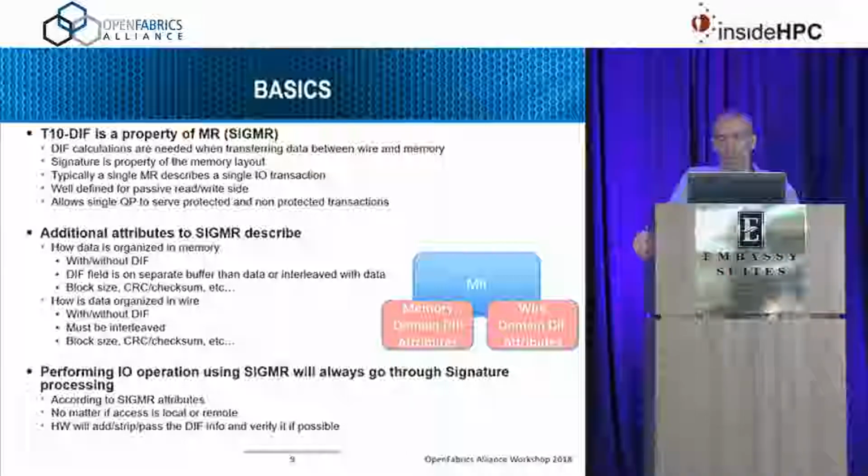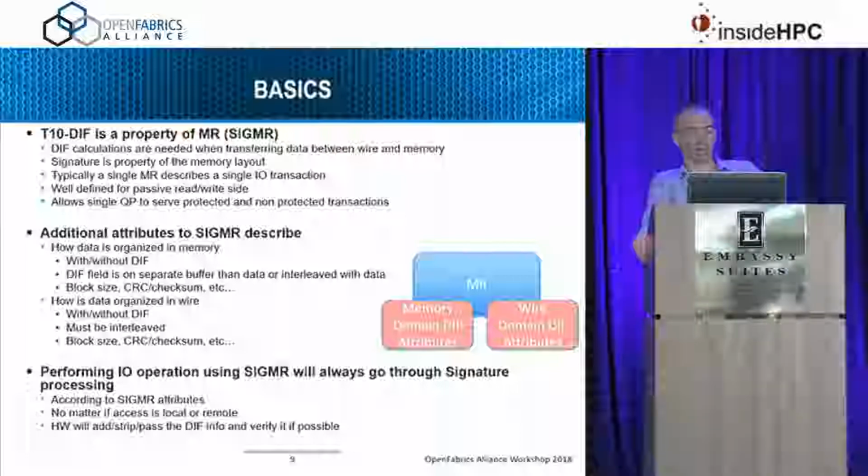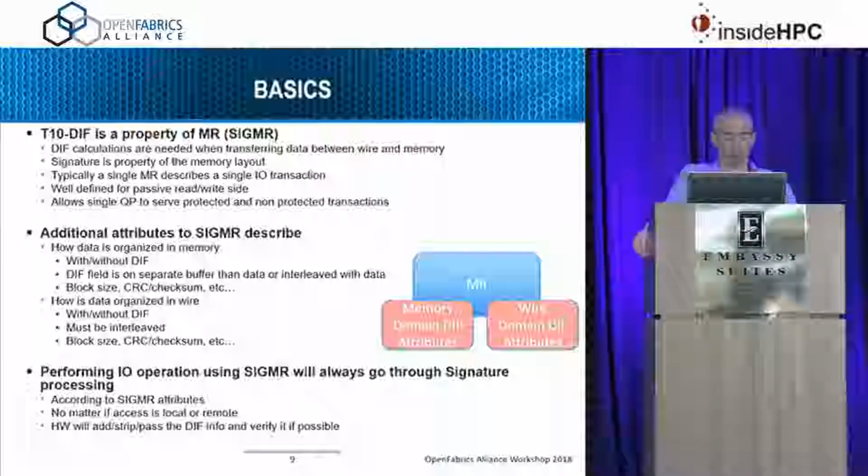So an IO operation, if you are using an MR that is signature enabled, will always go through signature processing, again according to the SIG-MR attributes. It can be a remote or local access if you're doing loopbacks and you would like to do some memory-to-memory transaction, or even send data from one VM to another, or if you have a multi-host configuration, if you're familiar with the term.